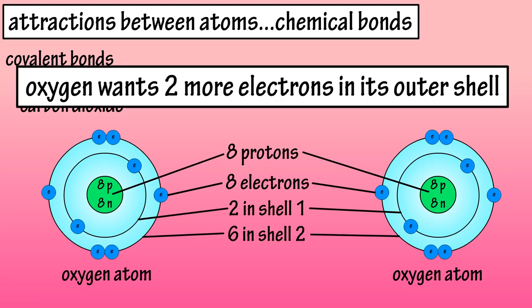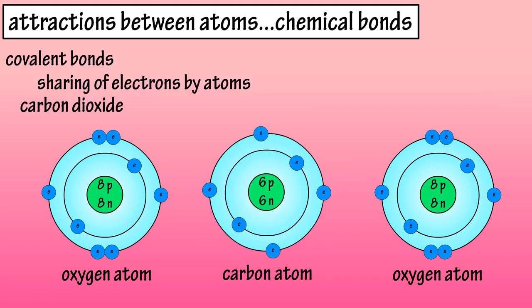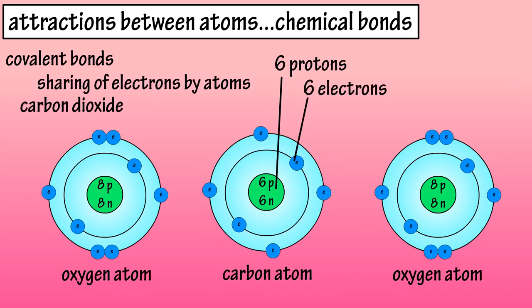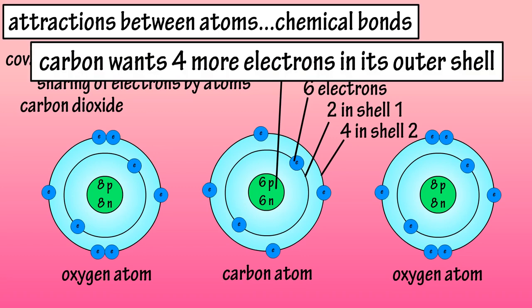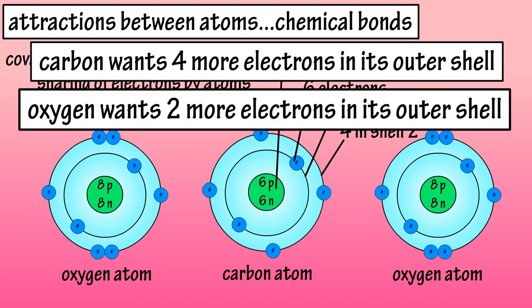So oxygen atoms want 2 more electrons for their outer shell. Carbon has 6 protons and 6 electrons, 2 in the inner shell and 4 in the outer shell. So it wants 4 more electrons for its outer shell. These fellas can make each other happy by sharing what they have.